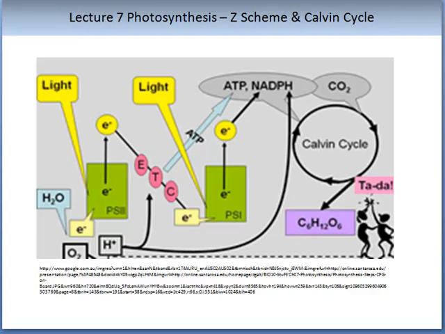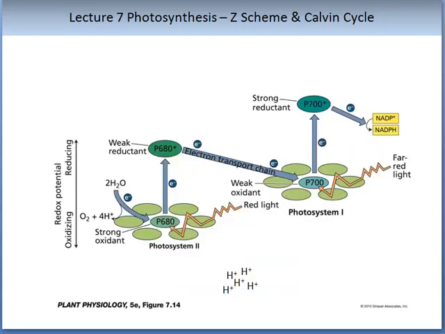ATP synthase is not illustrated on this diagram. The NADPH and ATP are then used for energy in the Calvin cycle, which allows the production of sugars. Here is another visualization of this process. It demonstrates the role of the redox potential in this reaction.